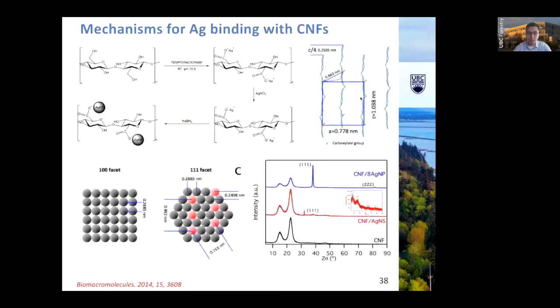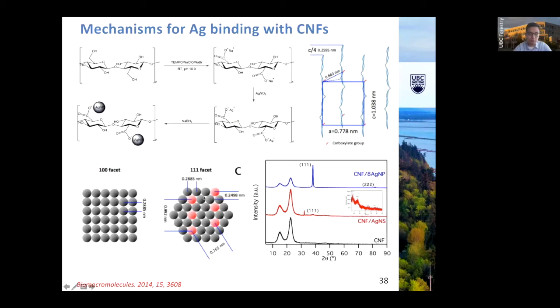So we did some explanation for this one, because the interaction between the silver atom and the surface of cellulose is through the carboxylic group. We did some calculation, assuming the 36 chains and also the triclinic crystalline allomorph. We calculate roughly the distance between the different carboxylic groups, and then we also calculate the distance for the different facets of silver nanoparticle. For example, here's the 100 facet, and this is the 111 facet.